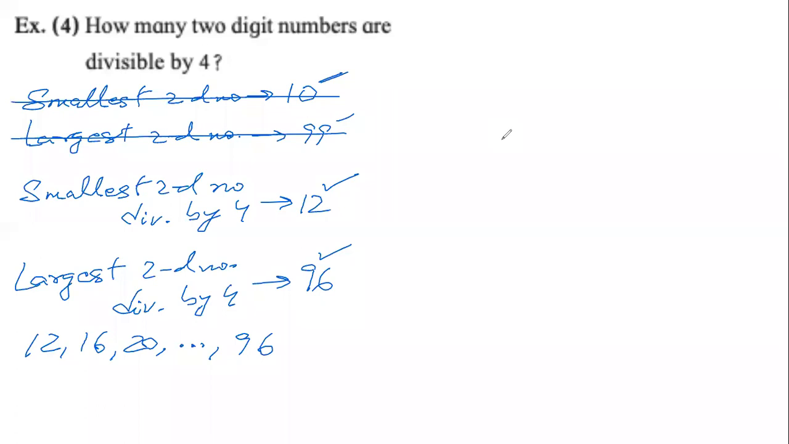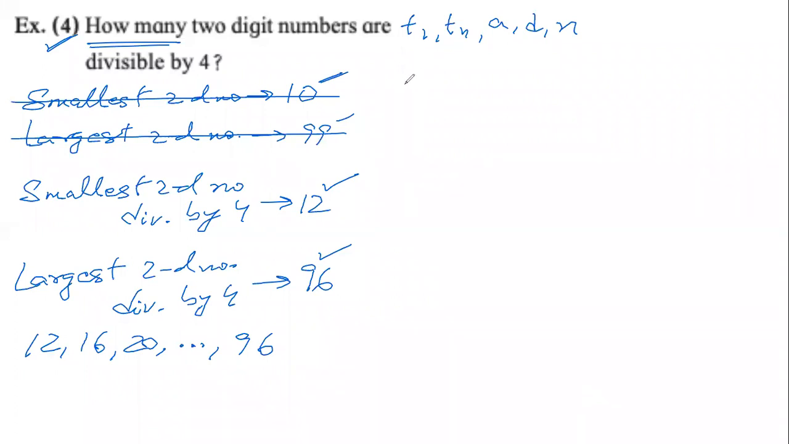Now we have converted this English question into AP mathematics. Look at the question again. It says how many two-digit numbers are divisible by 4. Now tell me, what do we need to find out? Do we need to find out T1? Tn? A? D? N? What do we need to find out? N, the number of terms.